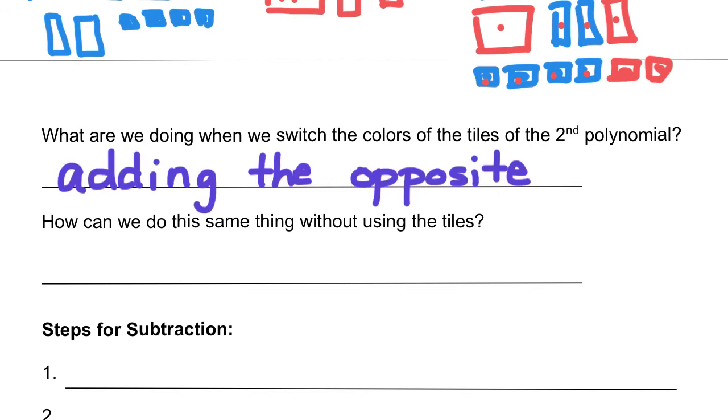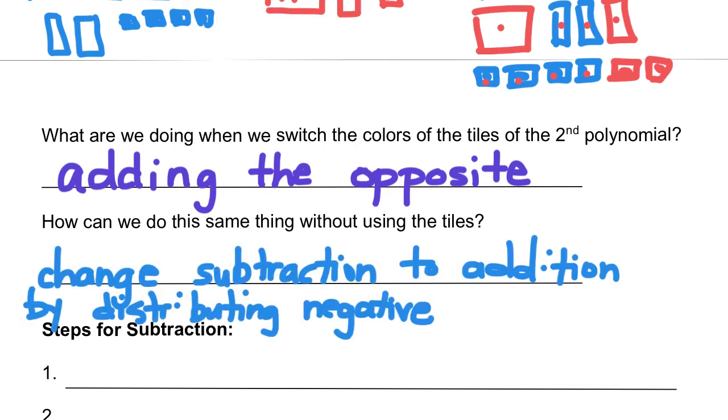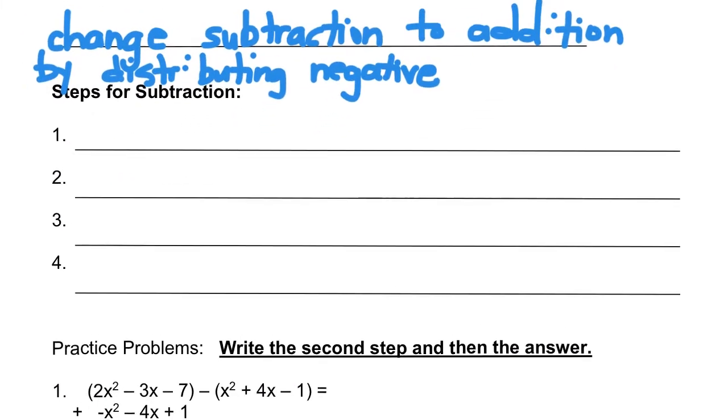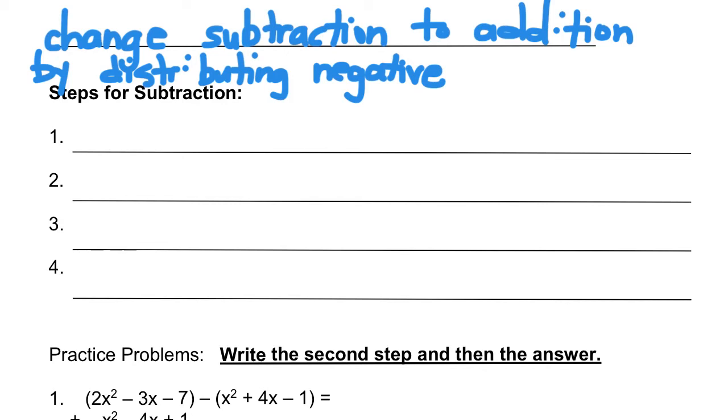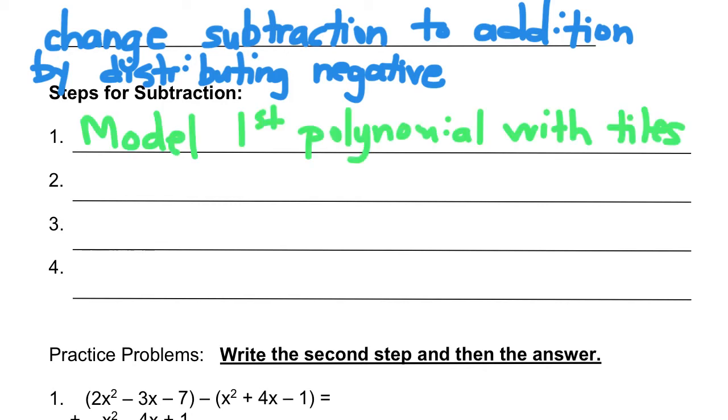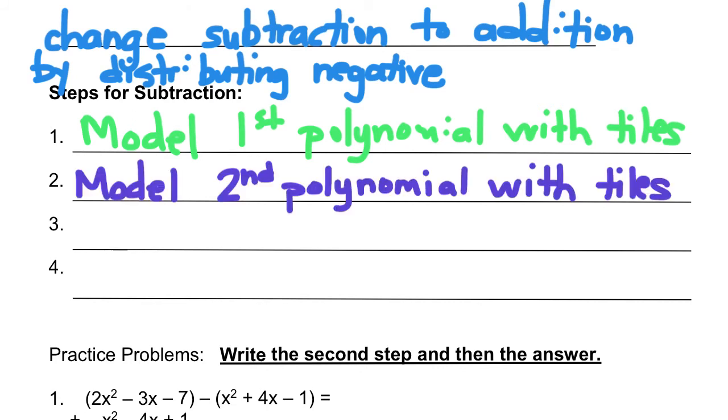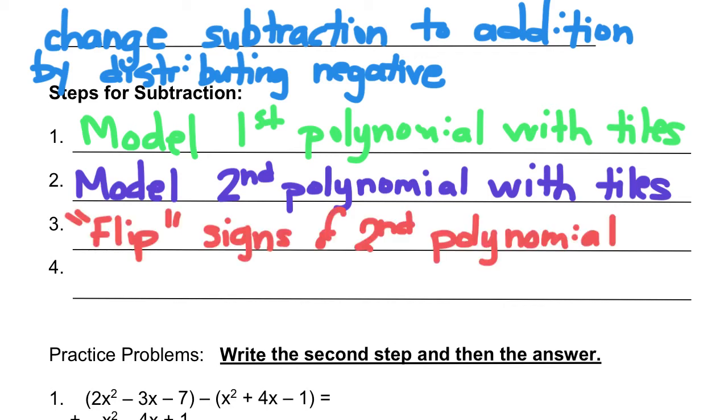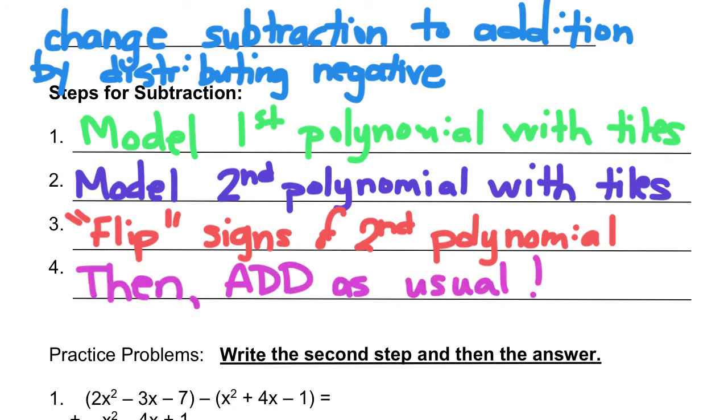So how can we do this without using the tiles? Well, we can simply change subtraction to addition by adding the opposite. We'll change the signs in the second polynomial to be the opposite and then add them together. Now, if you want to use the algebra tiles, the steps for subtraction is that you'll model the first polynomial with the algebra tiles. Those stay the same. Then model the second polynomial with algebra tiles. And thirdly, you'll flip the signs of the second polynomial. Then you can simply add them together.